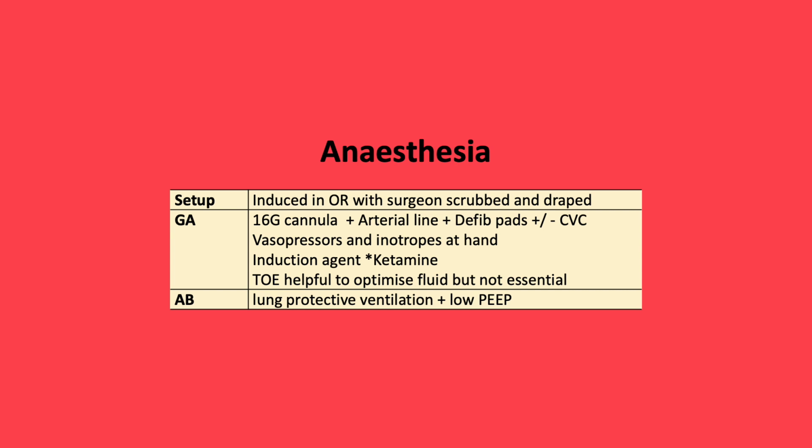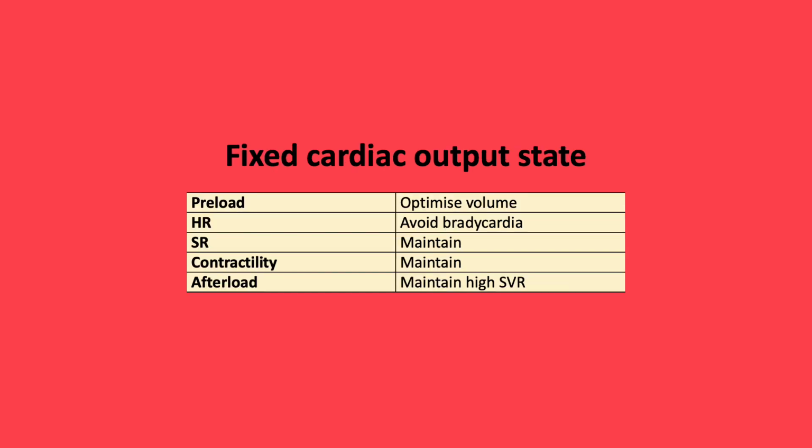The patient should have a large cannula, an arterial line, and defib pads attached, and if there's time, a central line. Vasopressors and inotropes should be at hand, and they should be induced with a cardiostable anaesthetic, classically ketamine. A TOE can be helpful to optimise fluid. However, this is not essential. It's important to optimise lung ventilation and use low PEEP settings to enhance venous return. The anaesthetic goals for these patients include: optimise circulating volume, avoid bradycardia, maintain sinus rhythm, maintain cardiac contractility, and maintain a high SVR.